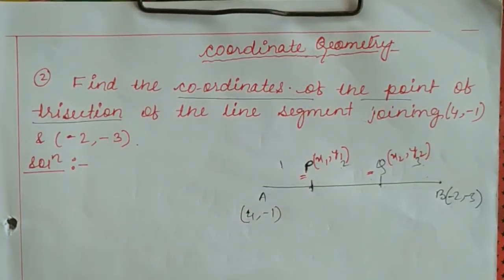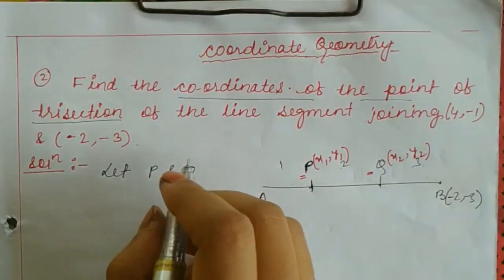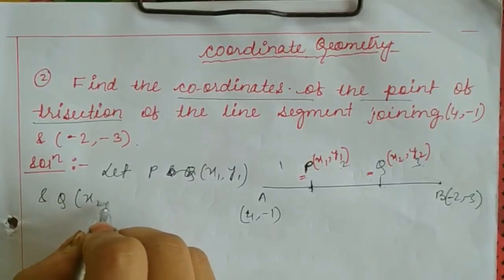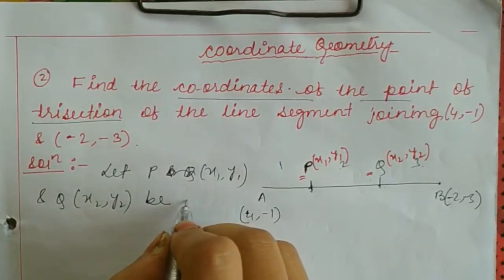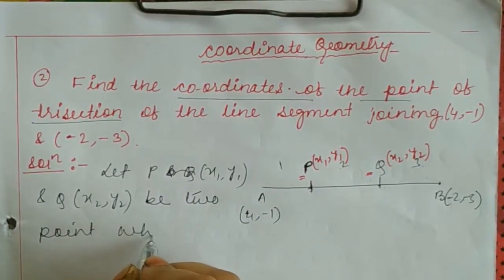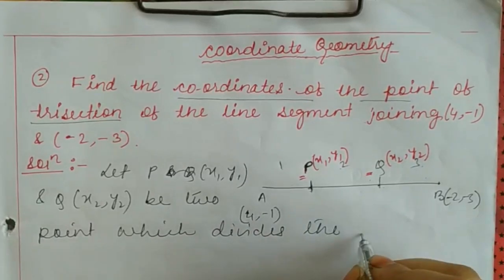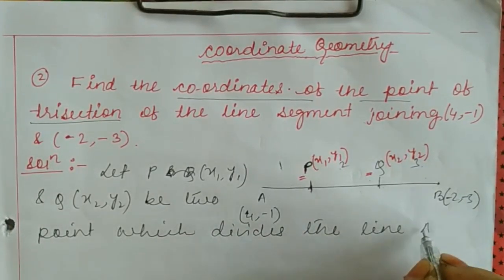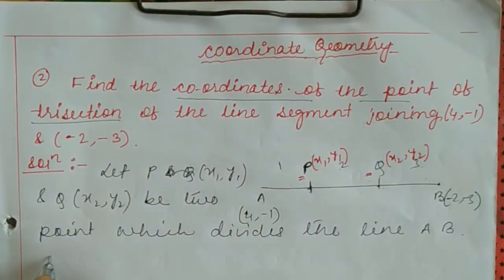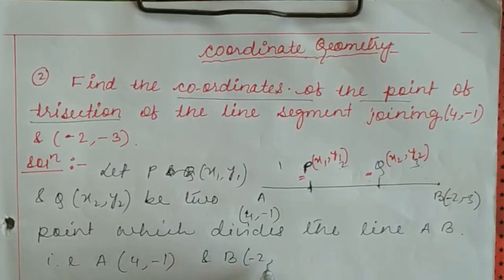So let's start. Let P(x1, y1) and Q(x2, y2) be 2 points which divide the line AB, that is, the coordinates of A are (4, -1) and B is (-2, -3).